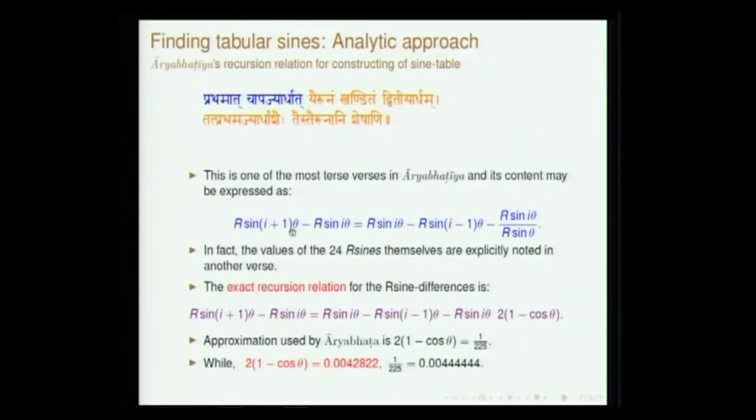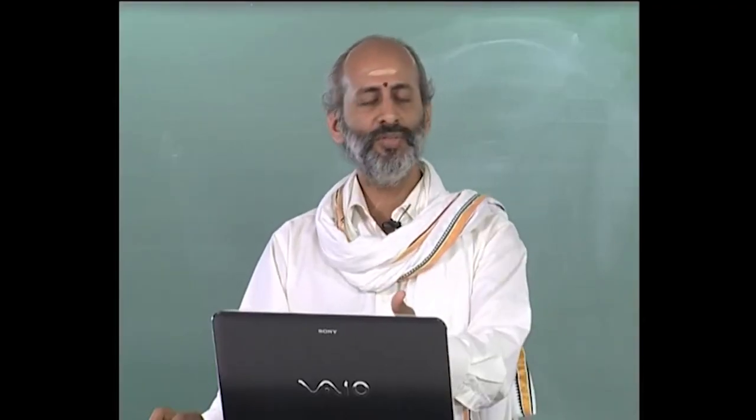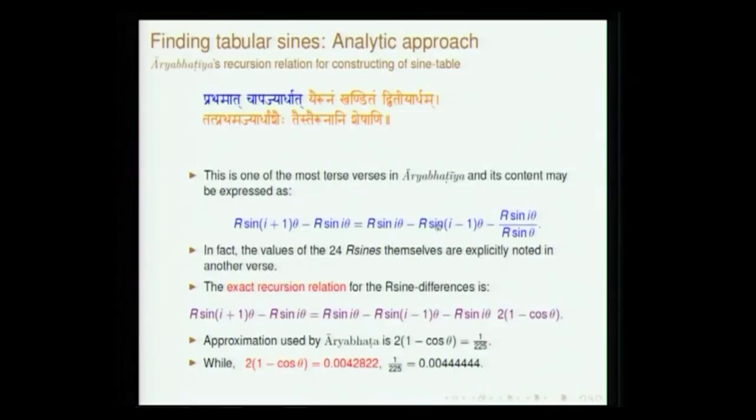Sin 2 theta. So in this relation, this term is 0, and we have sin theta here, so sin theta minus sin theta by sin theta, so minus 1. So the second value will be 224. The first value is 225, the second value will be 224. Once you know the second value, you use this recursion relation and you will get the entire sine table.